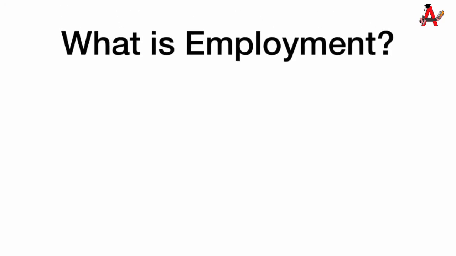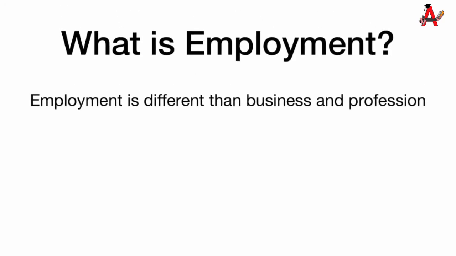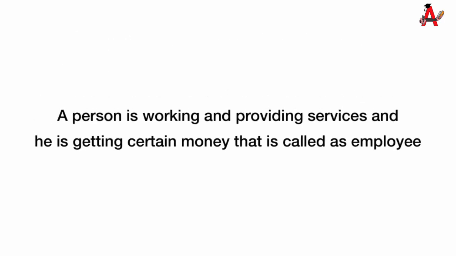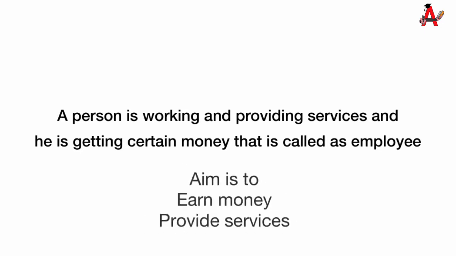Let's move on and understand what is employment. Employment is different from business and profession in the context that there is an employer-employee relationship. A person is working, he is providing his services and he is getting certain money. That is called an employee. So here the aim is to earn money and provide services.